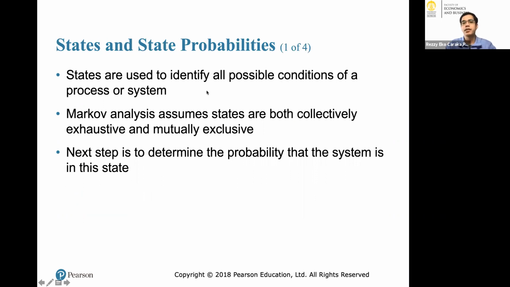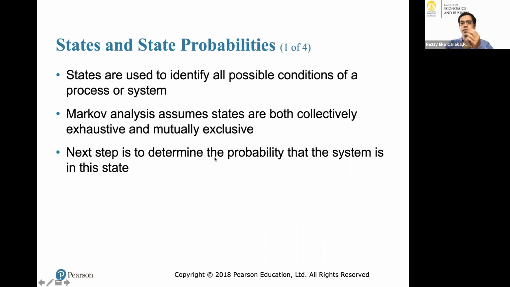States are used to identify all possible conditions of a process or system. So if you're talking about how every state or every space is different, it also depends on the condition. And in Markov analysis, states are both collectively exhaustive and mutually exclusive. So if we use Markov analysis, we also assume that every state is independent, but it's also probably connected to each other. So it's mutually exclusive.